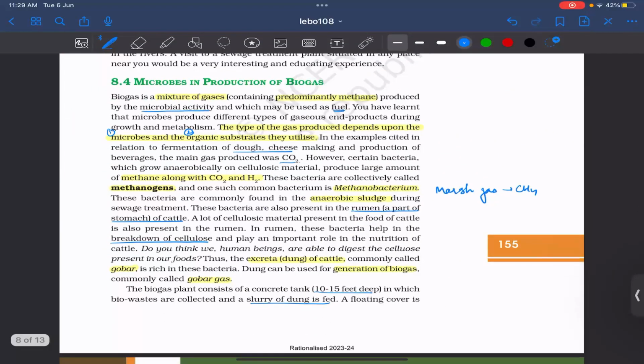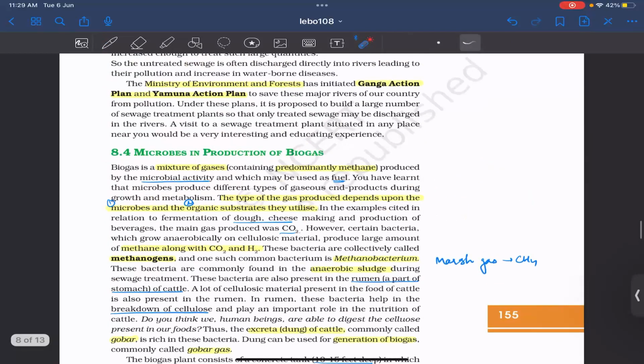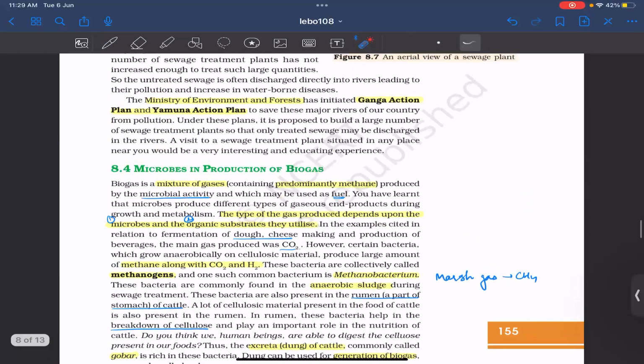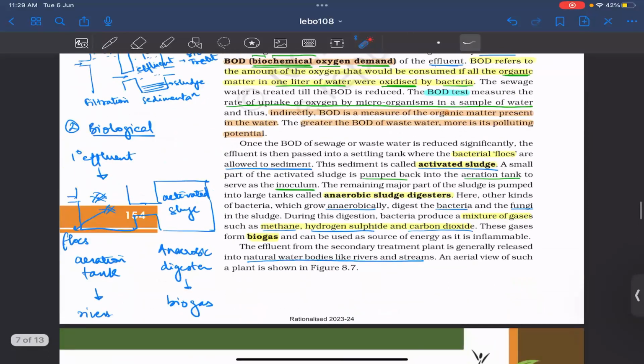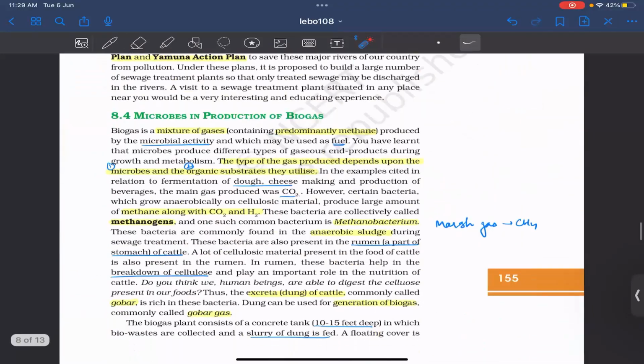It is through the methanogens, which are the methane gas producing bacteria. Now also the biogas contains these three gases which you need to remember: methane, hydrogen sulfide and carbon dioxide, and which is predominantly methane. It can be used as a fuel.